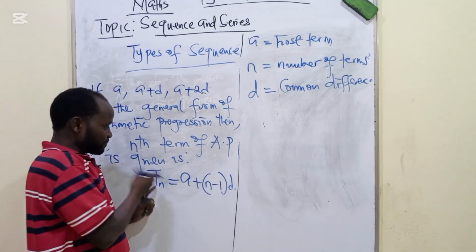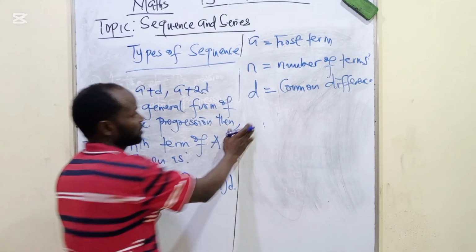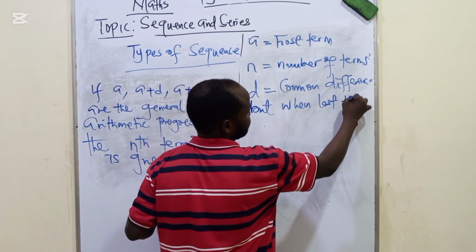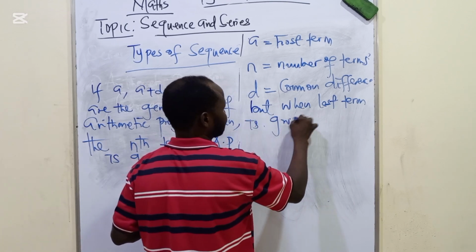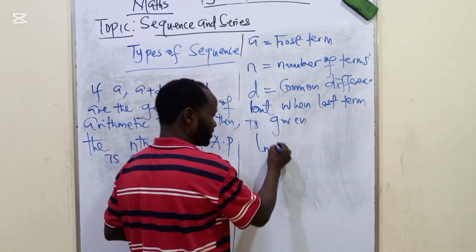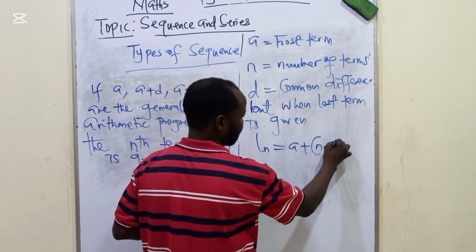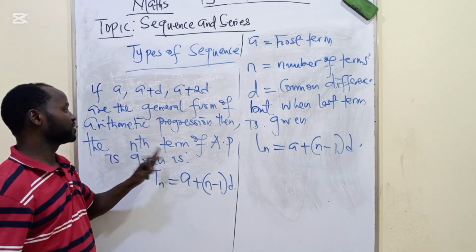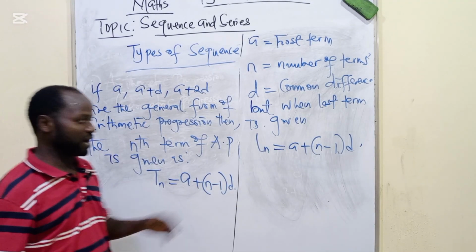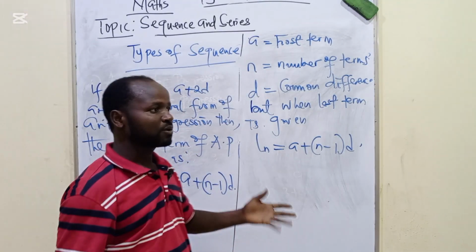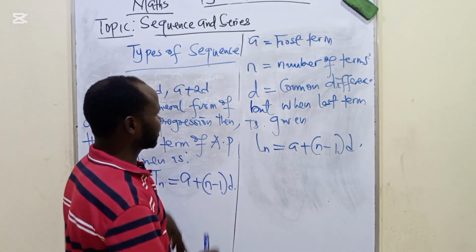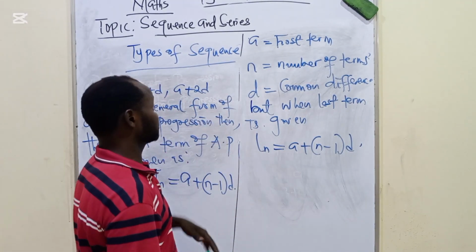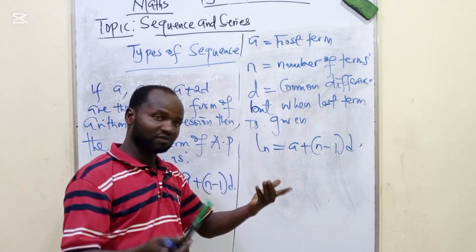We use this nth term formula when the last term is not given. But when the last term is given, we use: last term equals A plus N minus 1 multiplied by the common difference. So these are the two key nth term formulas of arithmetic progression. Then we have the sum of AP when the last term is given and when the last term is not given. Let's look at those two concepts. Then in my next presentation, we look at how we can use these formulas to solve problems.